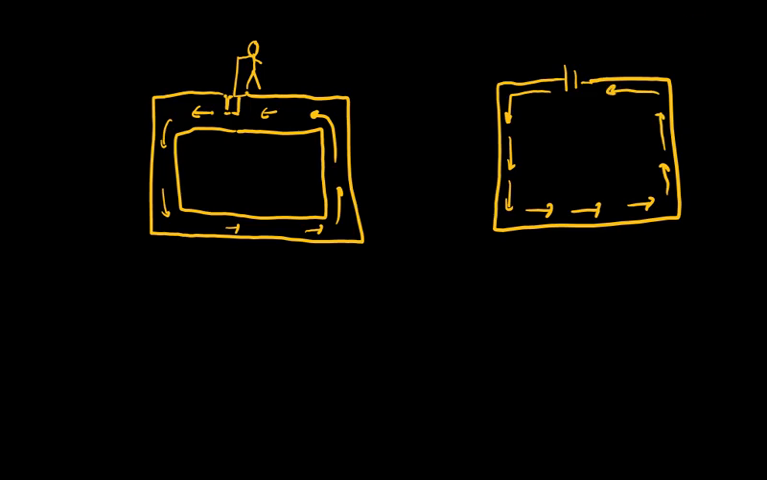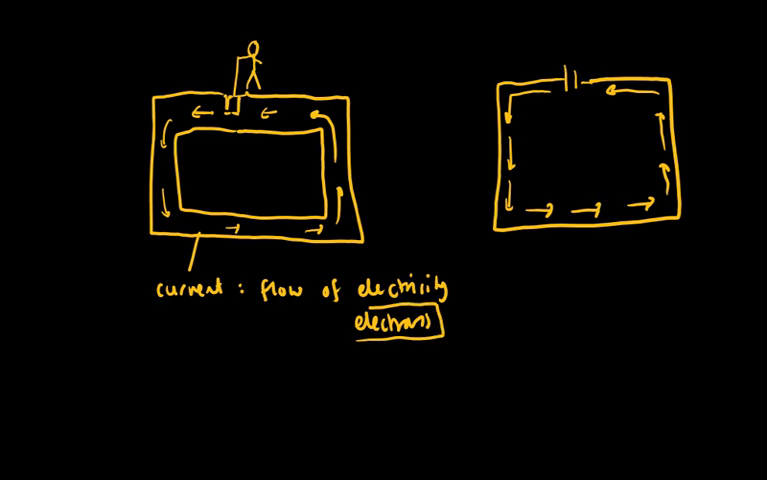So what we're saying then is that current is the flow of electricity, or to be more accurate, we could say that it is the flow of electrons, and a certain number of electrons passing a particular point in a set period is called the charge. So the current is the flow of charge around a circuit.